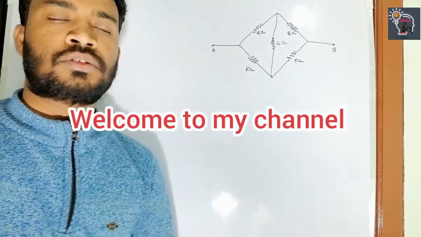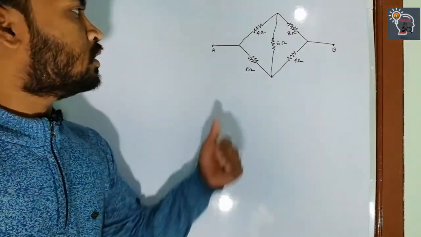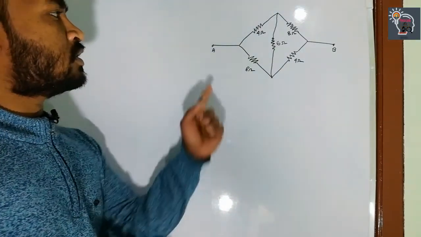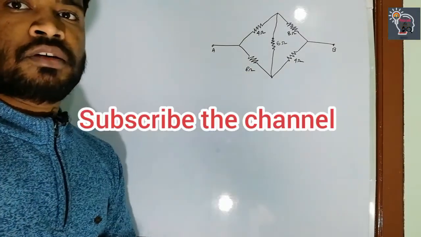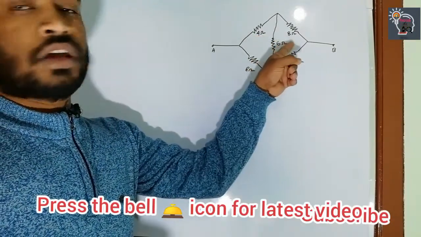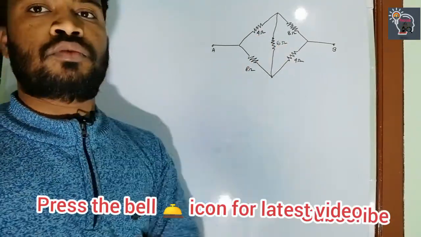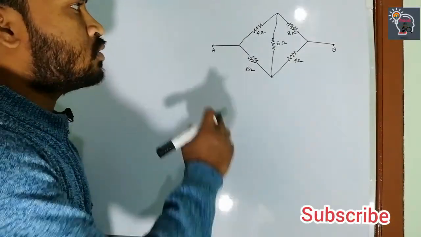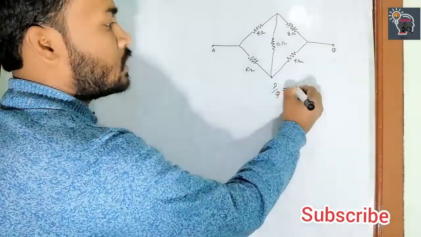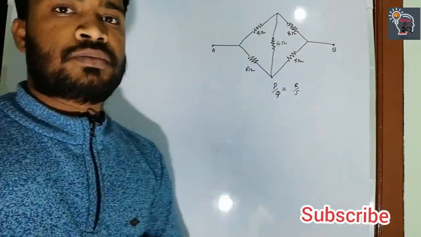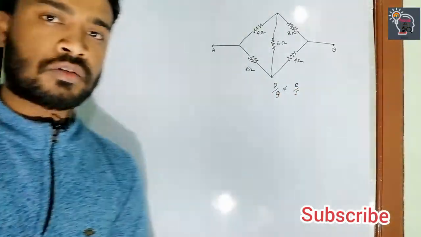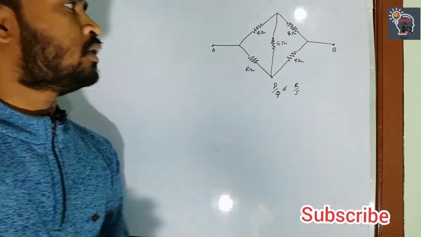Welcome everyone. Today I have a problem of Wheatstone bridge in which you have to calculate the equivalent resistance between A and B. Let's check, the resistances are 4 ohm, 8 ohm, 8 ohm and 4 ohm. But in this Wheatstone bridge the null condition P by Q equal to R by S is not satisfied. That means P by Q is not equal to R by S. So how to calculate the equivalent resistance between A and B?